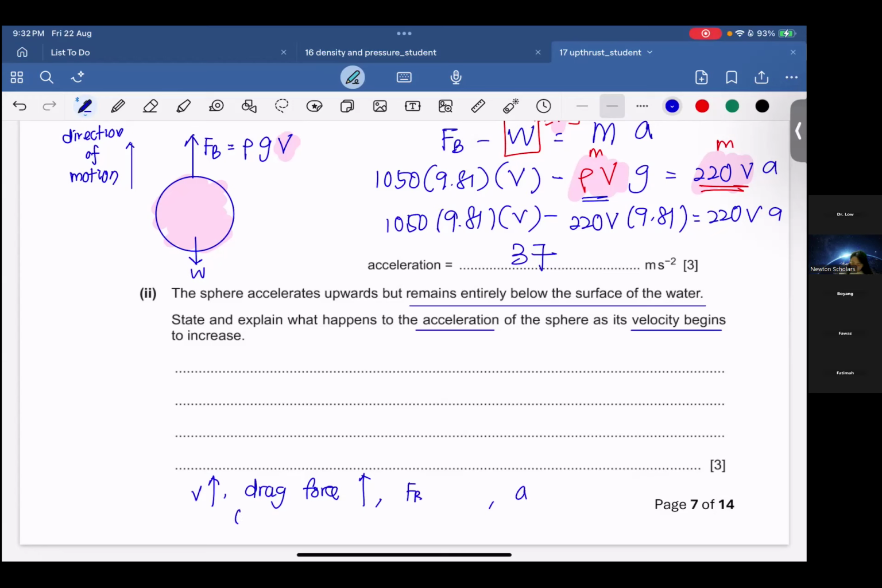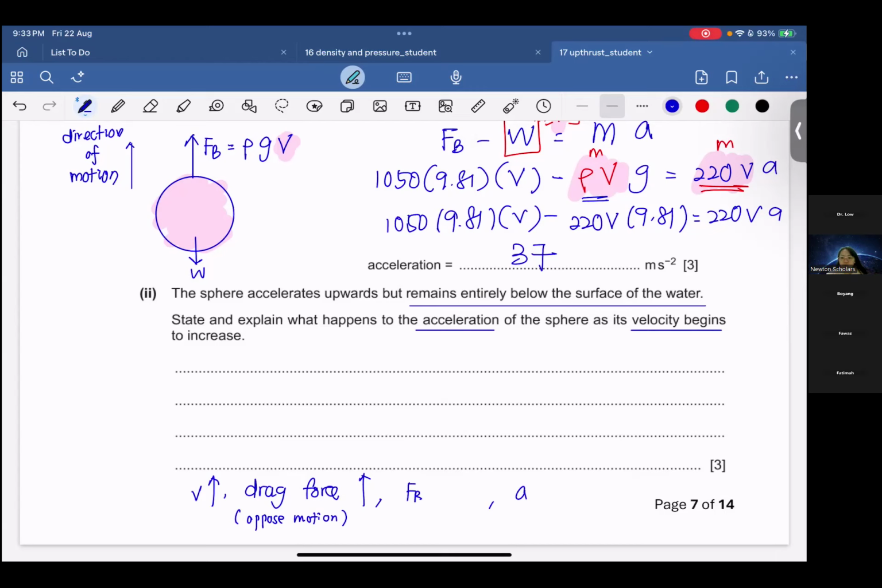Drag force opposes motion. So if velocity increases, in another way, if we're running and our speed increases, my air resistance will also increase. I can feel the air resistance. In this case, it's also the same. So the sphere starts to accelerate. Initially there is no drag force. After that, the drag force will start to increase. So here, resultant force will increase.